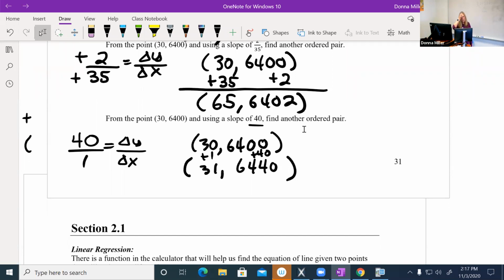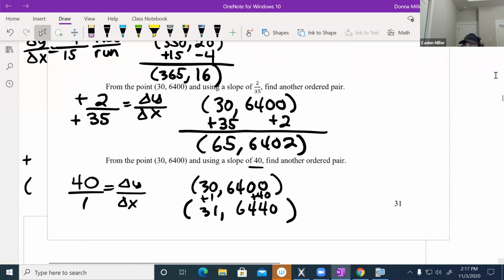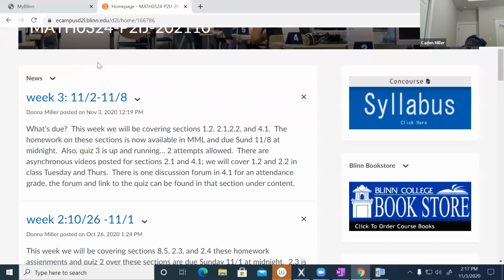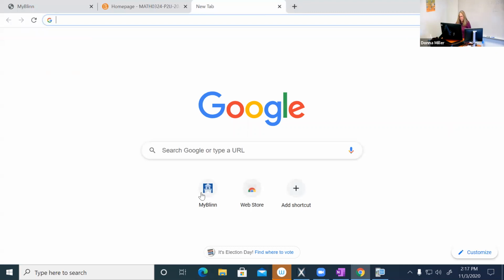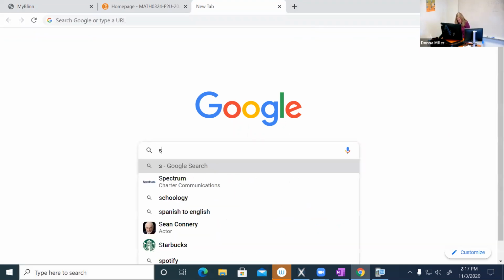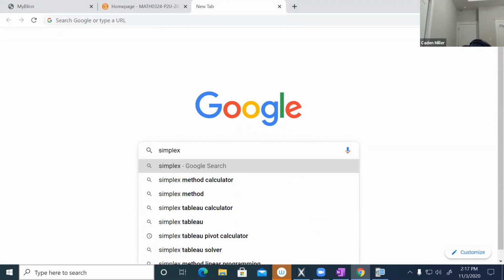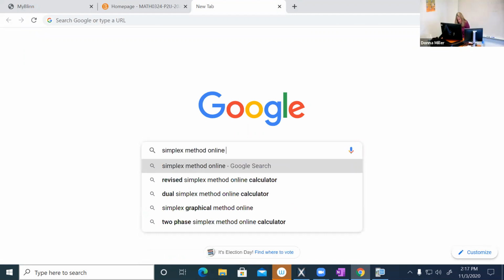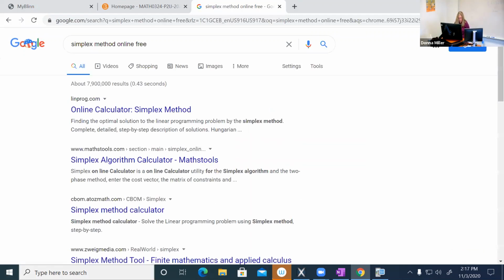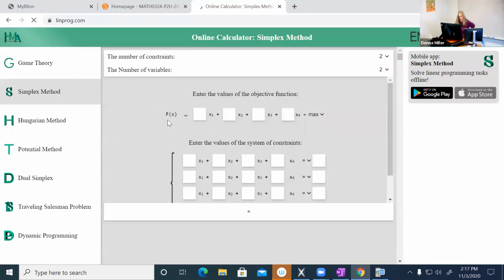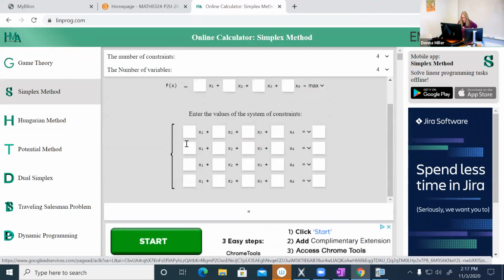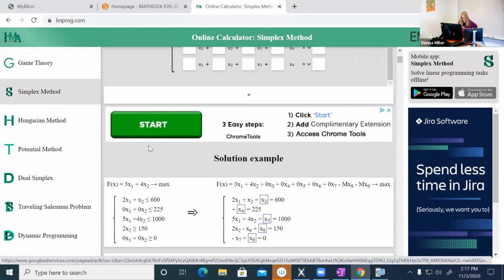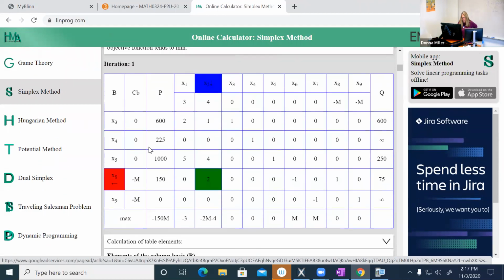She said there was a way we could do it online, but I'm not sure if there's going to be a tutorial somewhere on how to do it. It's kind of why I started asking questions. Simplex method online free. There we go. Online calculator, Simplex method. Yeah, it looks like you can enter the matrix. And does it tell you the stages?